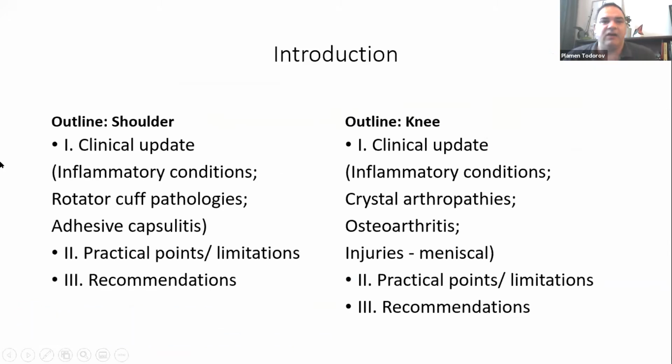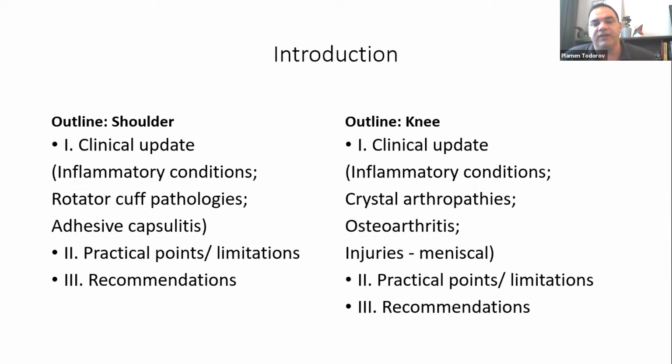The outline of this presentation will be separate for shoulder and knee, and it follows the clinical update about ultrasound in these joints. Because of lack of time, we're going to concentrate on several of them, like for the shoulder: inflammatory conditions, rotator cuff pathologies, adhesive capsulitis. Then we're going to scroll quickly over the practical points and some limitations, and finally, we'll present the recommendations about the shoulder.